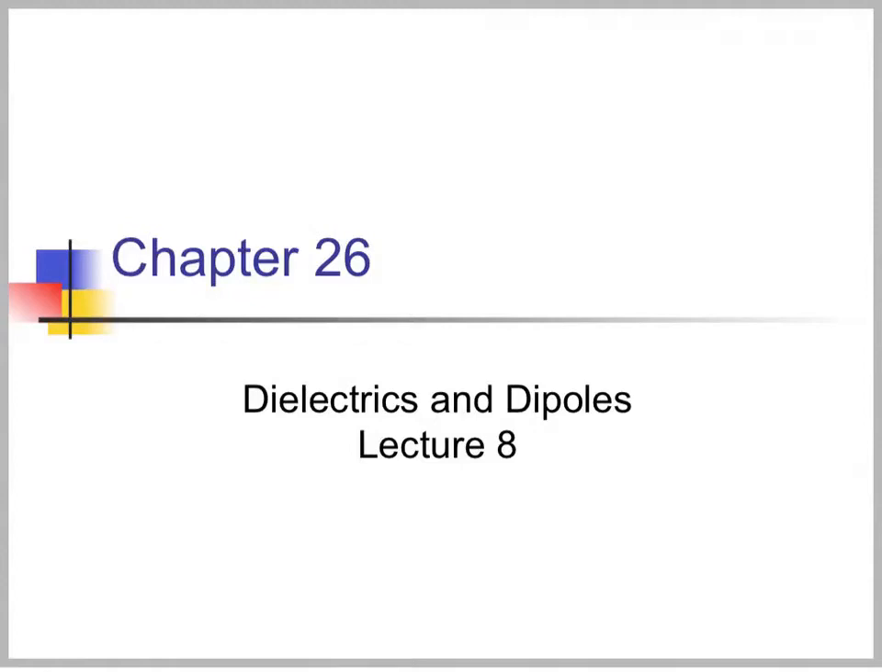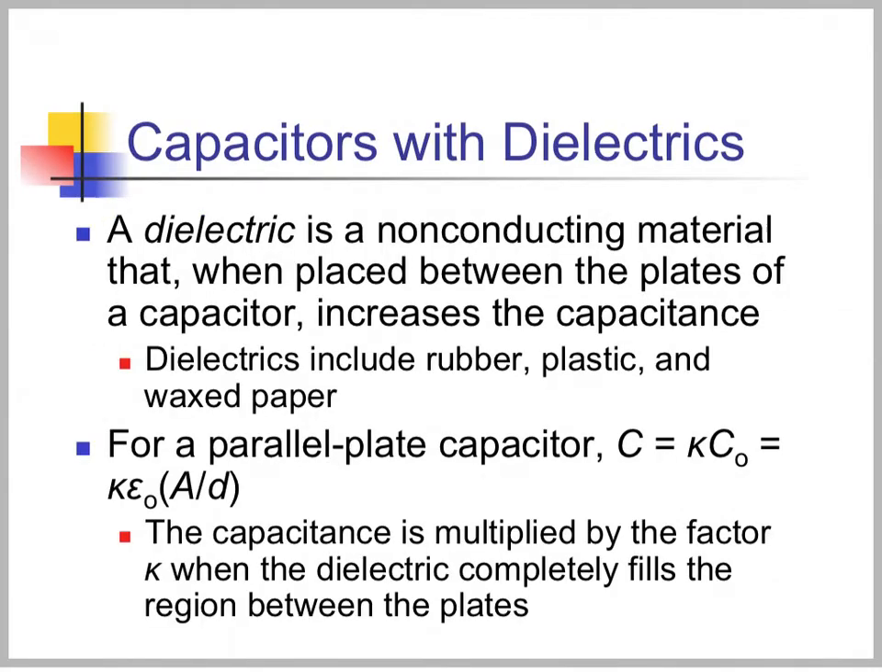This is Physics 2120, Lecture 8, and today we're going to talk about dielectrics and dipoles. A dielectric is a non-conducting material that, when placed between the plates of a capacitor, increases the capacitance. Dielectrics include things like rubber, plastic, paper, and when we place one in a capacitor, it's going to increase the capacitance.